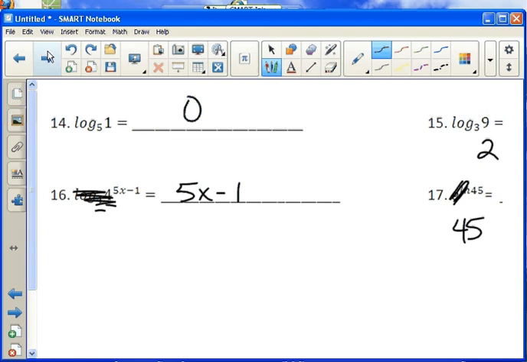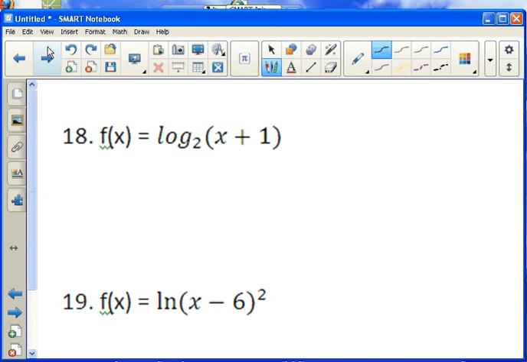18, we want to find the domain. Logs have to be positive, so x plus 1 has to be greater than 0. So now I just subtract 1 from both sides, and I get x is greater than negative 1. And that would be my domain.